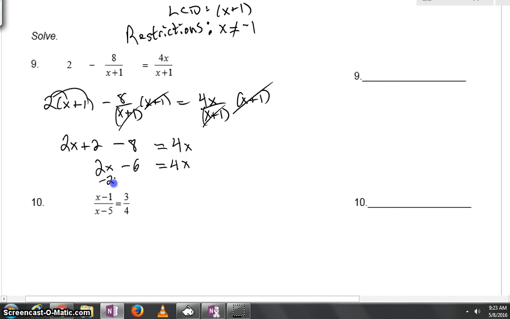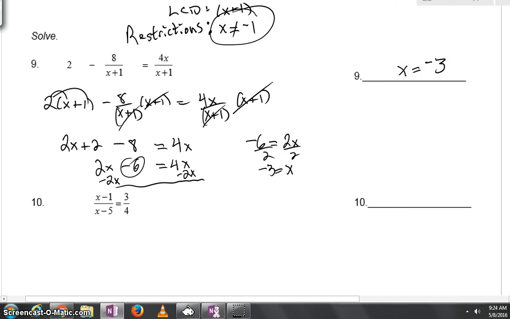Tell you what, I'm going to subtract a 2x from both sides, leaving me with negative 6 on the left, right here, equals 2x. When I divide by 2, I'll get x equals negative 3. Now please remember, you should be checking your restriction. We are actually okay.